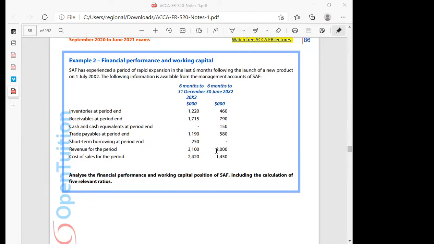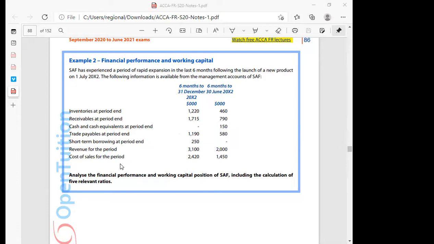So I can see inventory at the period end. I can see receivables at the period end. I can see cash and cash equivalent at the period end. I can see trade payables at the period end. I can see short-term borrowing at the period end. Then we have revenue for the period. Then you've got cost of sales for the period.